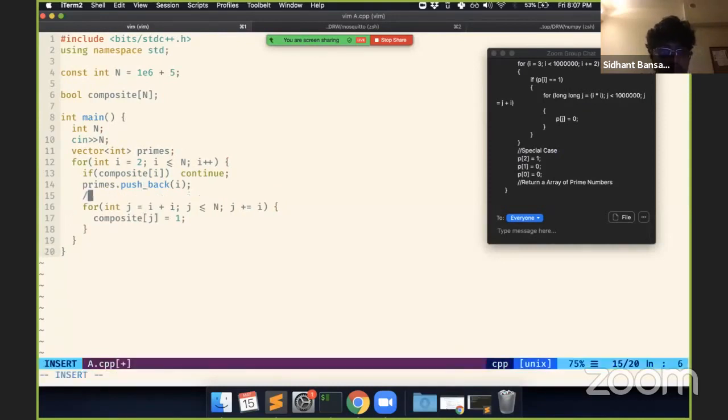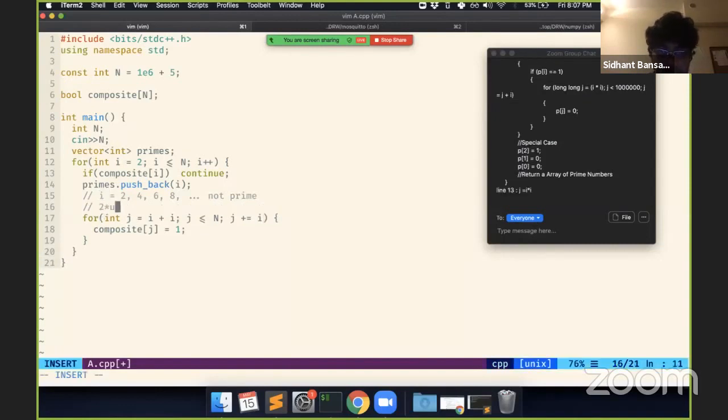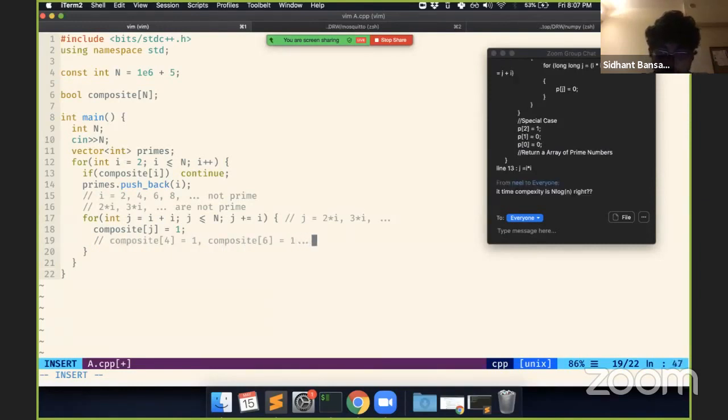Okay. So here, when I was 2, we basically said 4, 6, 8, all these guys are not prime. To say this more rigorously, we are saying 2i, 3i, dot, dot, dot are not prime, right? And here basically j goes from 2i, 3i to and so on. Notice that j is actually not being incremented by 1 here, but it's being incremented by i, and it starts from 2 times i. So you'll flag all these guys as composite. You'll say composite 4 equals 1, composite 6 equals 1, and so on, right?